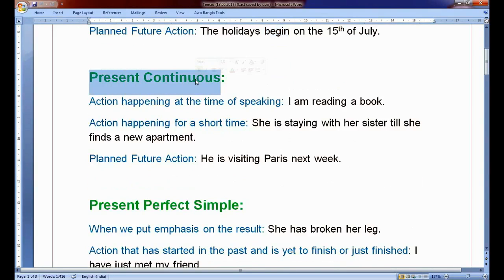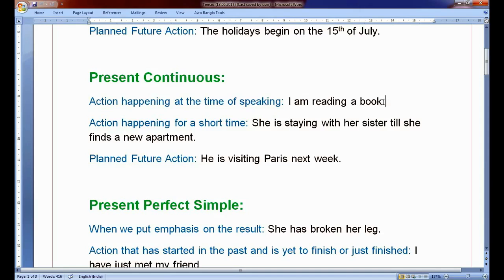Next we move on to the present continuous. Here it is also divided into three parts: action happening at the time of speaking, action happening for a short time, and planned future action. Action happening at the time of speaking means we are doing something and speaking about it at the same time. For example, at present we are learning English. So we are learning and talking about it at the same time.